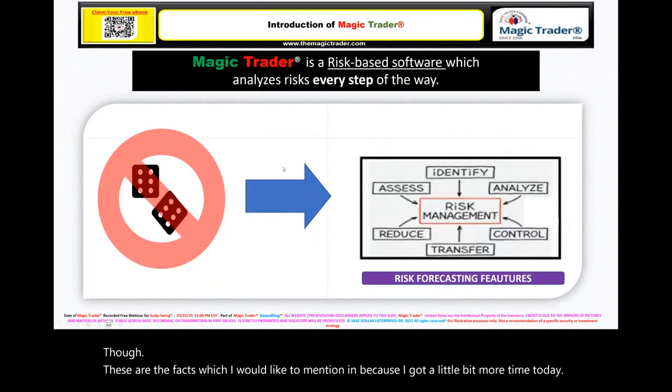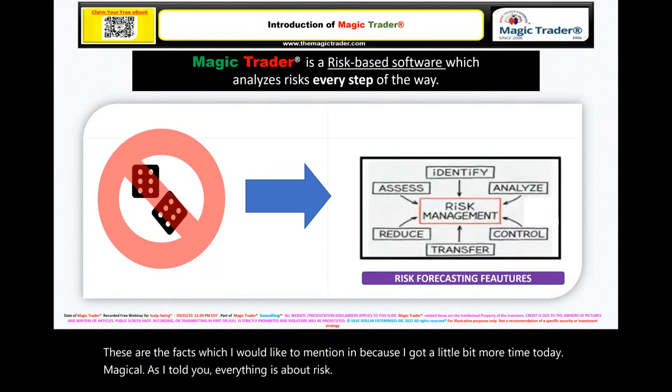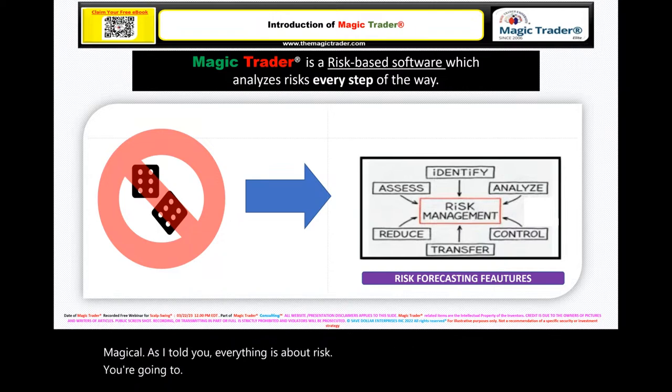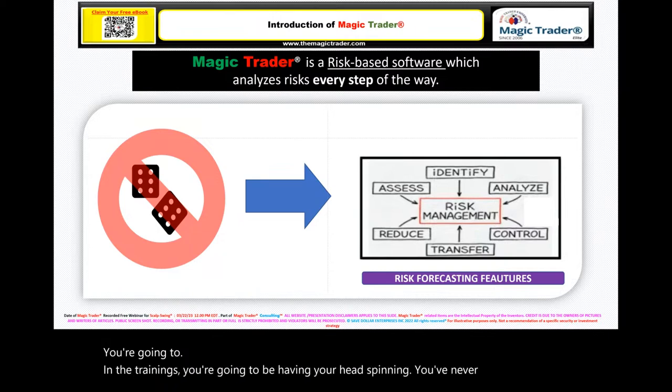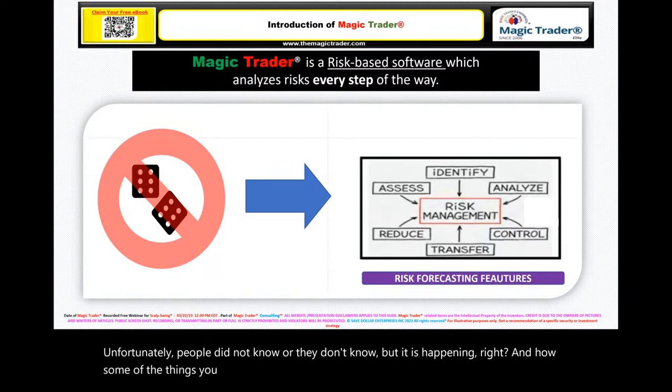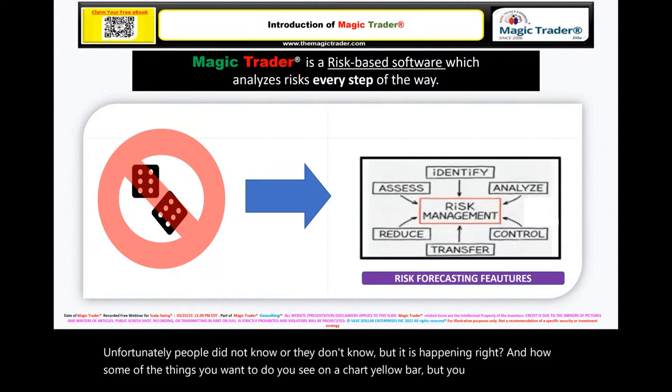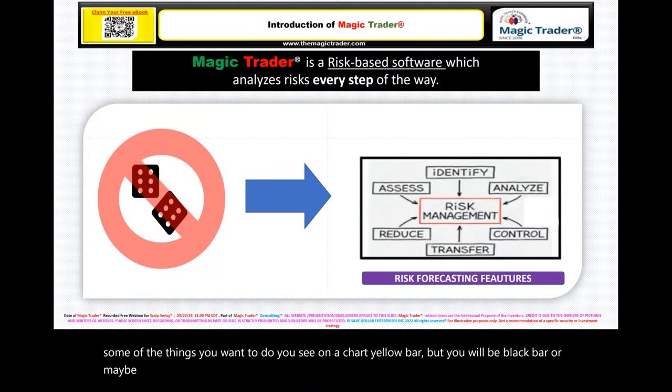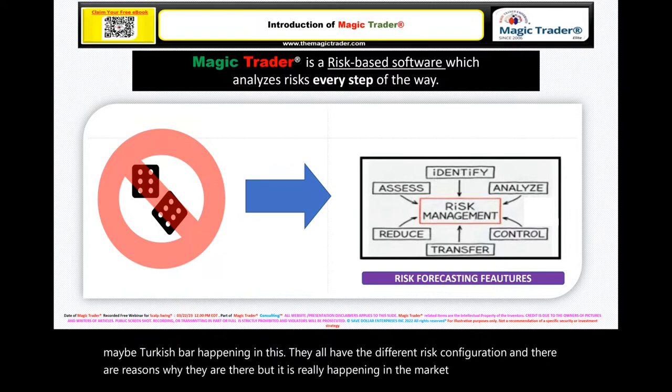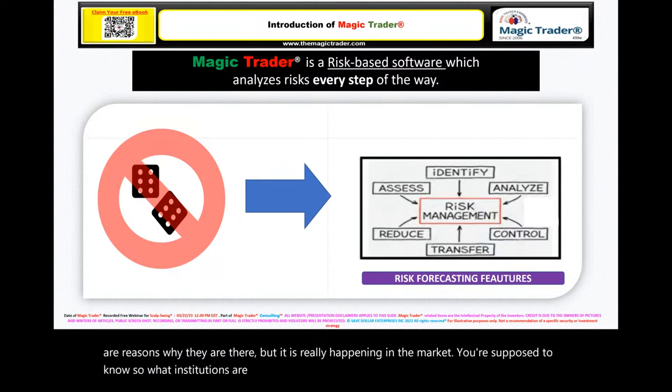Magic Trader, as I told you, everything is about risk. You're going to see in the trainings, you're going to have your head spinning. You've never seen things like this. There are so many risks. Unfortunately, people did not know or don't know, but it is happening, right? Some of the things you want to do, you see on a chart a yellow bar, but it will be a black bar, or maybe a turquoise bar, happening at the same time. They all have a different risk configuration. There are reasons why they are there, and it is really happening in the market. You're supposed to know, so you know what institutions are doing. They have their own favoritism.